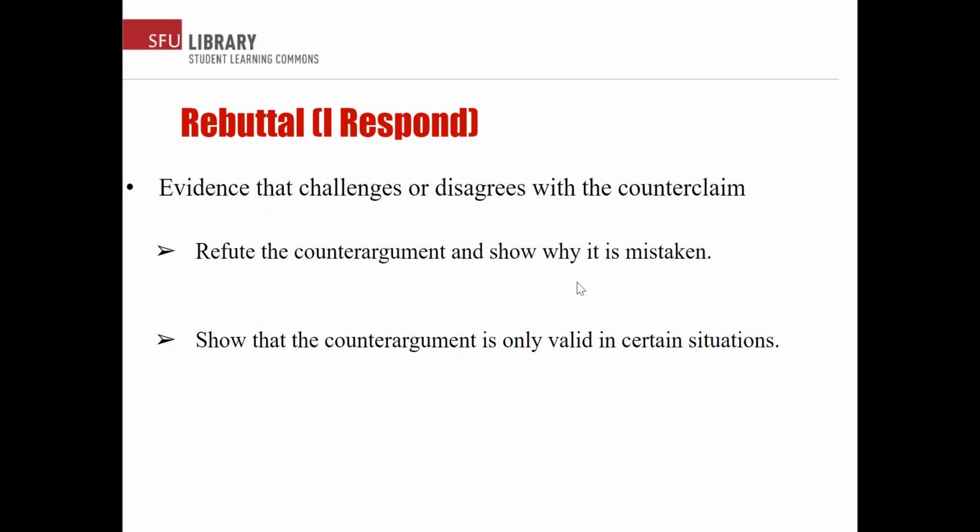For example, if a research has been conducted somewhere else in the world and the researchers are claiming something about their topic that opposes your argument, then you can say their argument is valid, but maybe not in the context that you are doing your research, the context that you are investigating the topic.